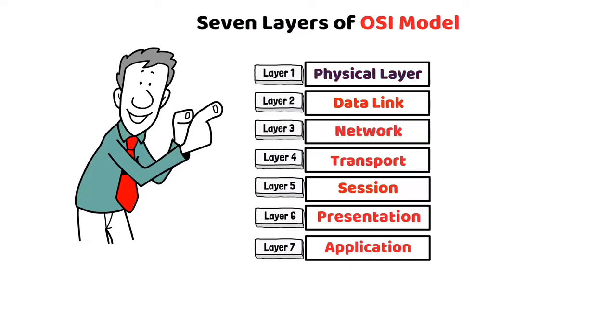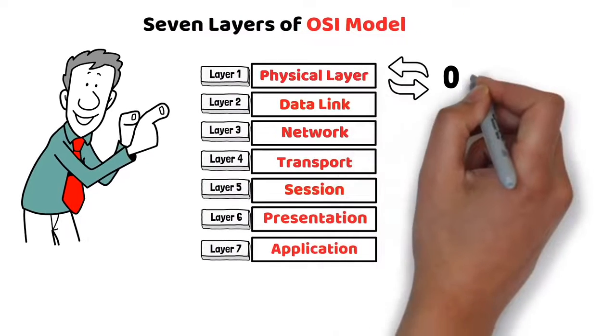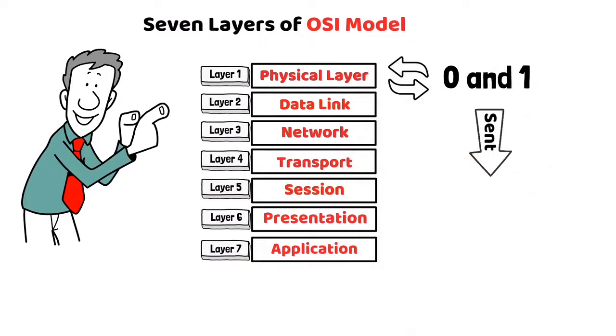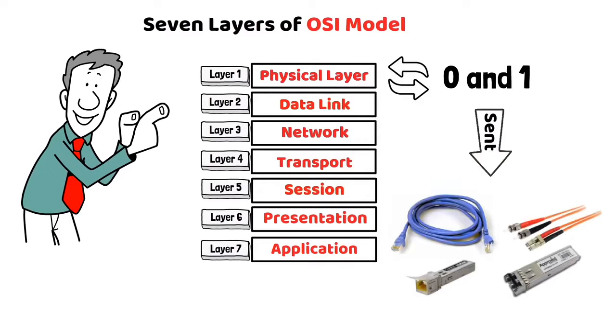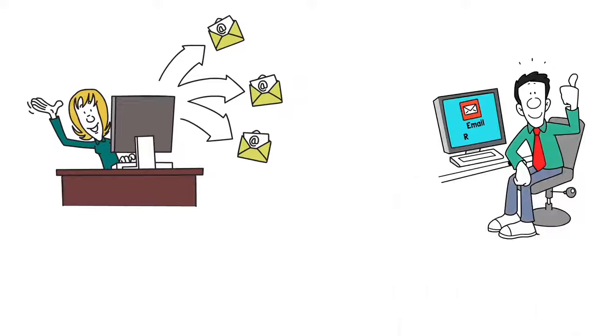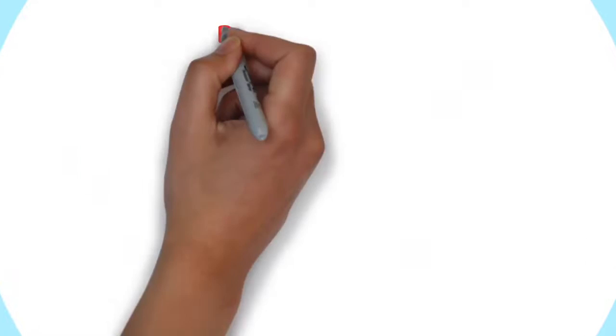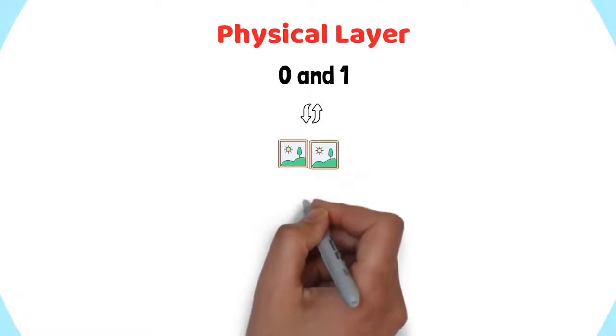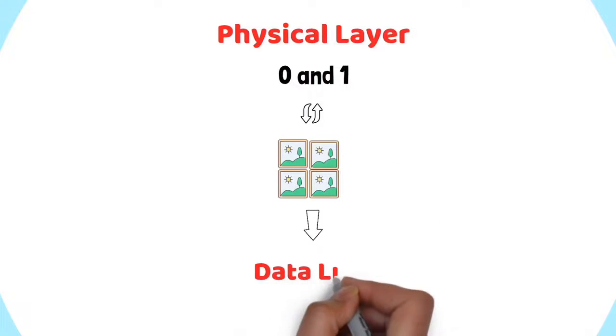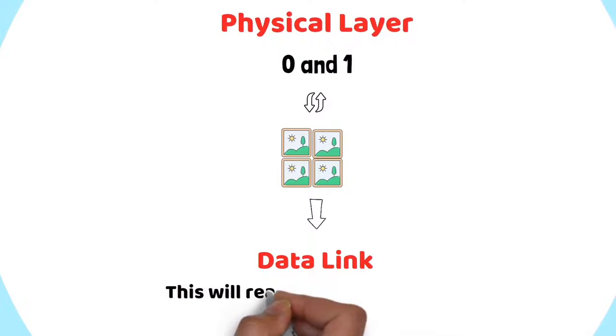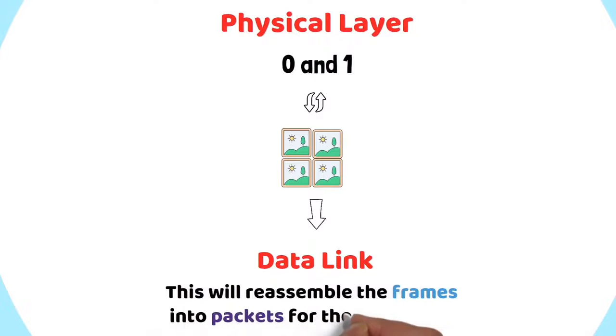It will then be sent to the physical layer, where it is converted to zeros and ones and sent through a physical medium like cables. When your friend gets the email through the physical medium, the data flows through the same layers, but in the opposite order. The physical layer will convert the zeros and ones to frames that will be passed to the data link layer. This will reassemble the frames into packets for the next layer.